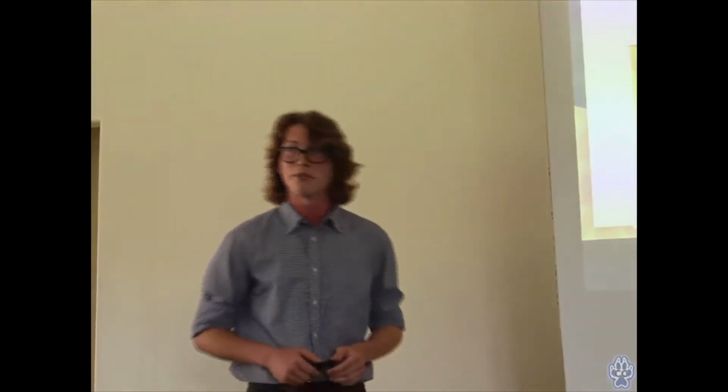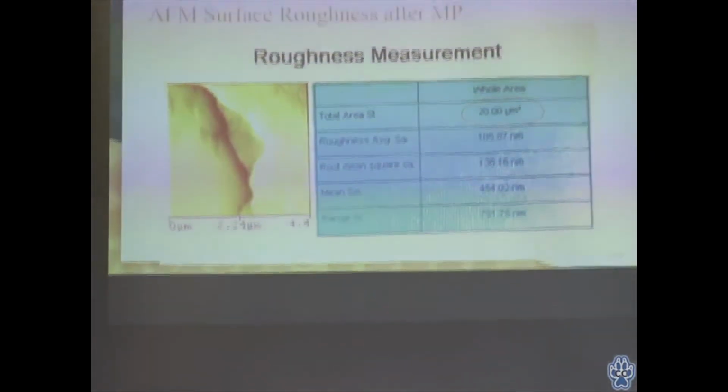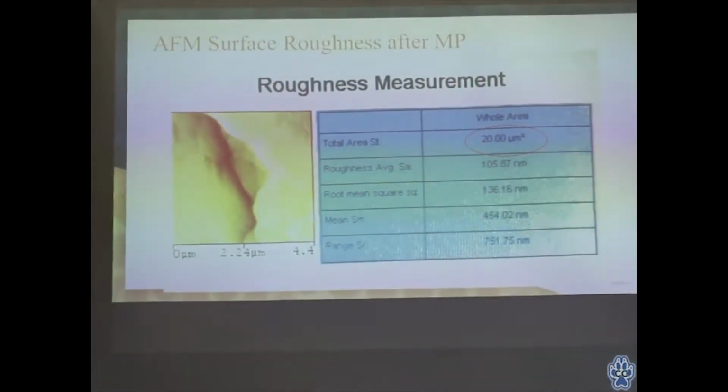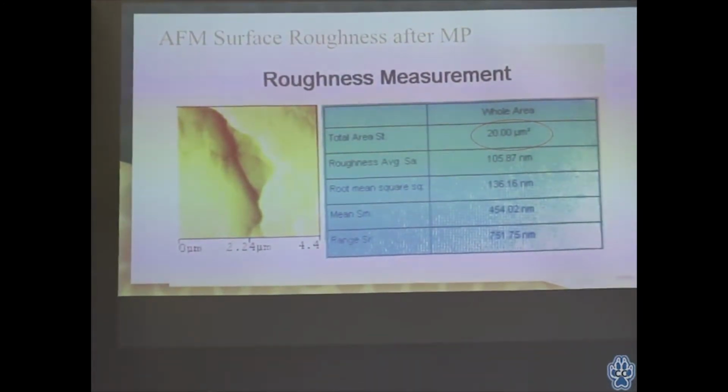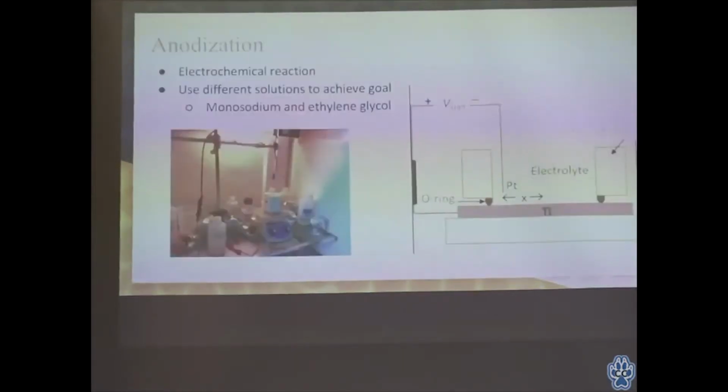So here's some results from the AFM. This is like a numerical analysis. It gives us a measurement of surface roughness. So this second number right here is in the low hundreds, it's 105. That's the average roughness of the mechanically polished surface. And on the next slide, we have the average roughness for the electrically polished surface. It's at 7.3. So comparing 105 to 7, it's a big difference. So this electro polishing is really something we believe in.